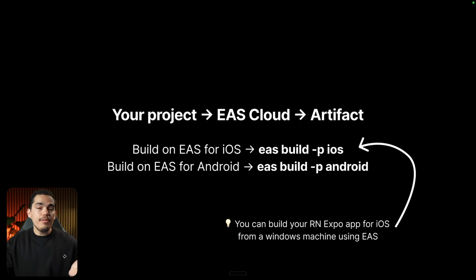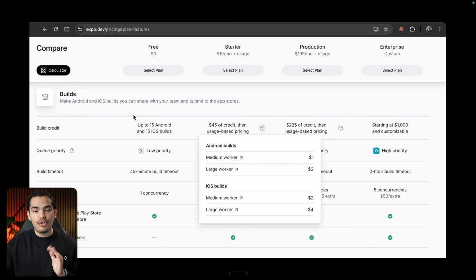Now, Expo is actually free to get started. You can just create an account, and by default, you will get 15 Android builds and 15 iOS builds per month. In my opinion, that's more than enough for a side project, right? But it depends on how much you're building.